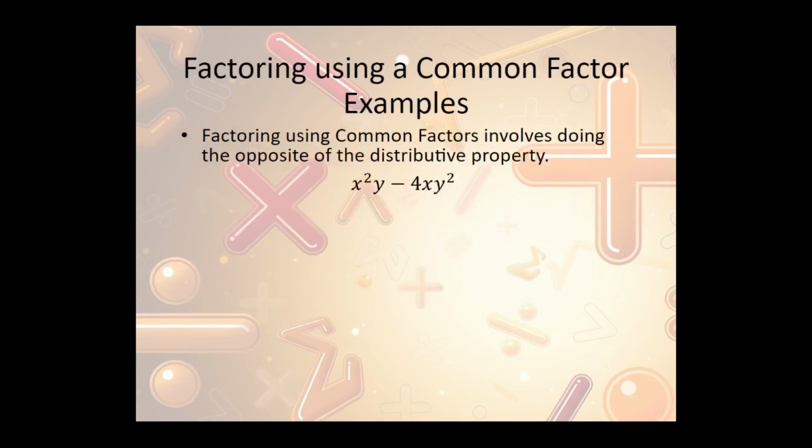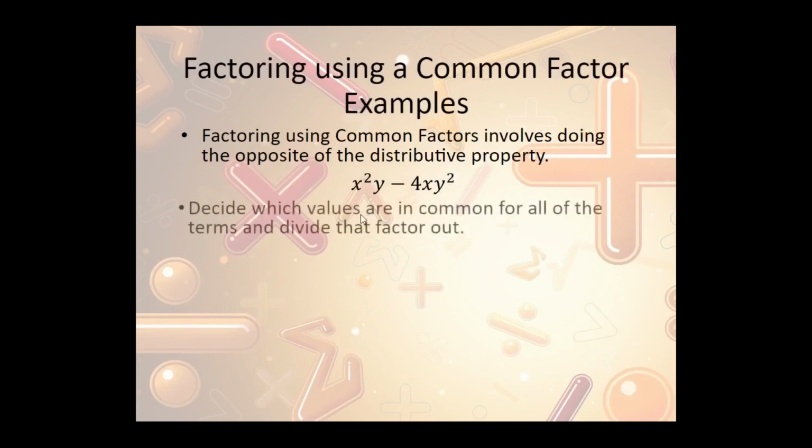Let's look at another example. We have x squared y minus 4xy squared. So we need to figure out what's in common. Well, we have a single x in common here, right? Because this is x squared and there's not a squared here, so we can only pull one x out. And we have a y and a y squared, so we can pull one of those out as well. So we're going to pull out an x and a y. So we know it's going to look like xy times something is equal to this whole thing.